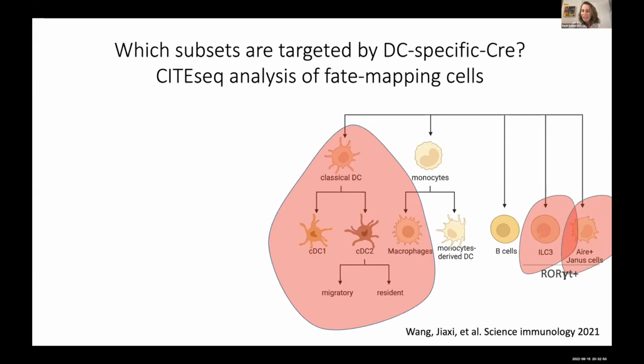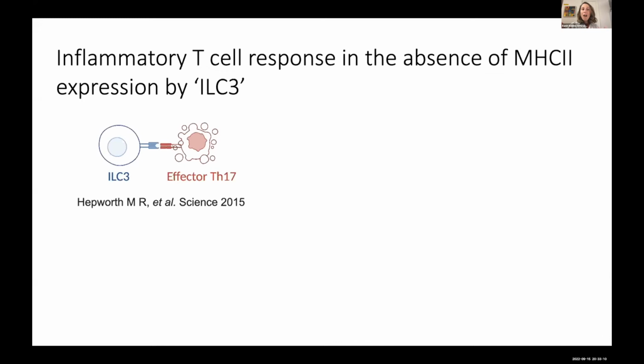And why am I telling you this? Because in 2015, the lab of Greg Sonnenberg, which studies ILC3s quite intensively, wanted to understand why ILC3s have MHC class 2. And so they used RORγt Cre to specifically knock out MHC class 2 in those cells. And what they saw is expansion of inflammation and Th17 cells. And the way they interpreted those results at the time was that antigen presentation by ILC3s must be required to kill and eliminate effector Th17 in the gut.